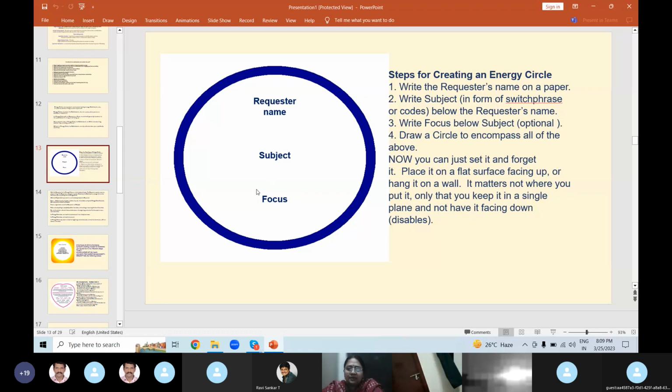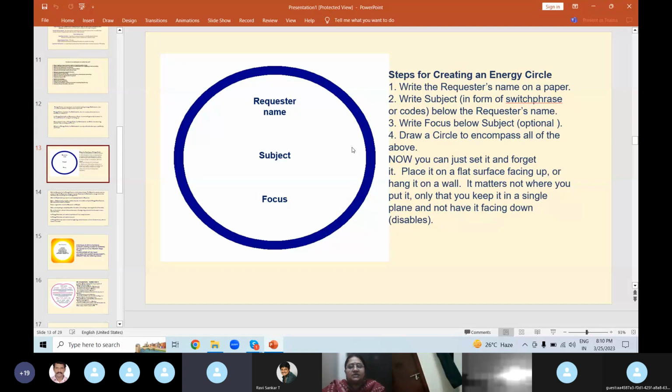These two or three things are put up on a paper. We encircle it with a blue pen. This is the most raw form of energy circle, but highly effective. That is, writing the name of the requester, your intention, and if need be, the focus, and then encircling it completely. There should be no breaks, no lack of lining at any part of the circle.